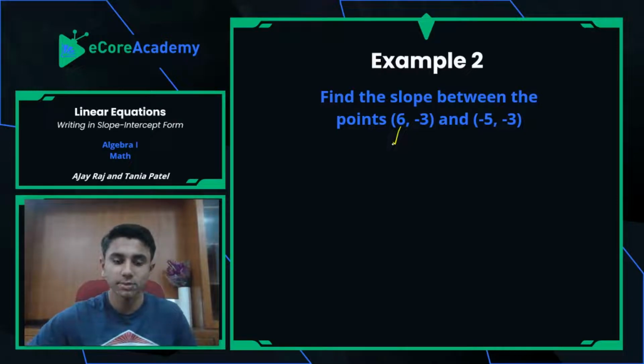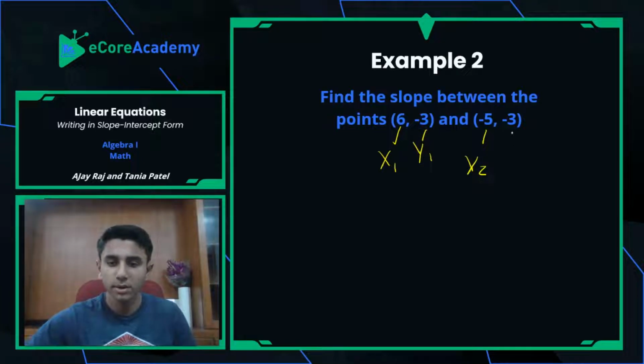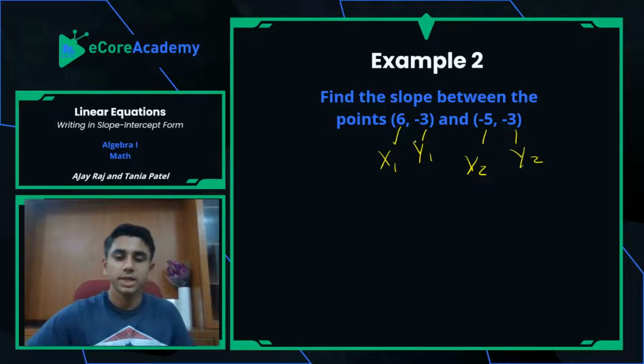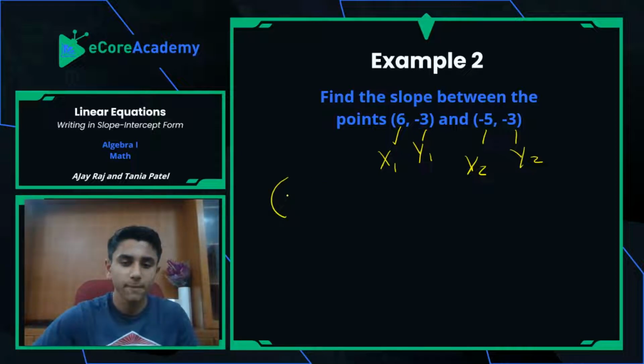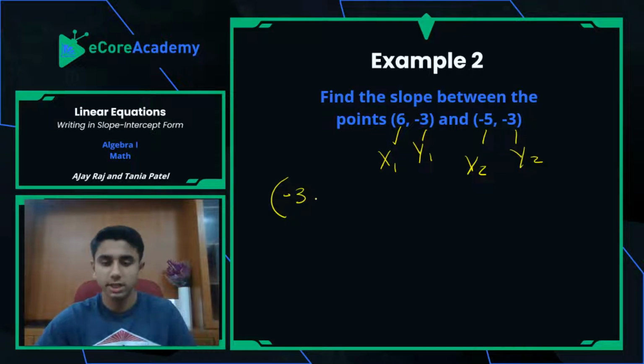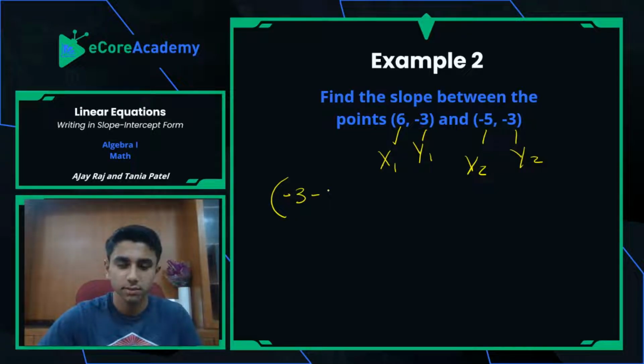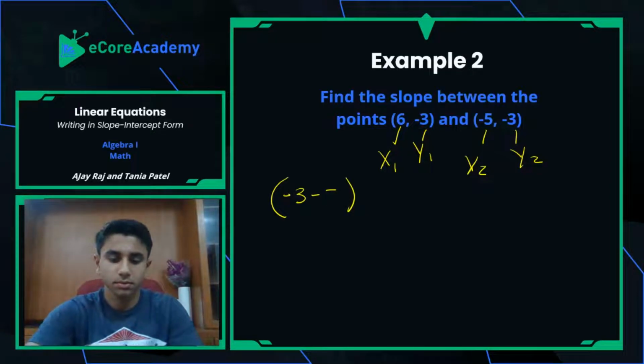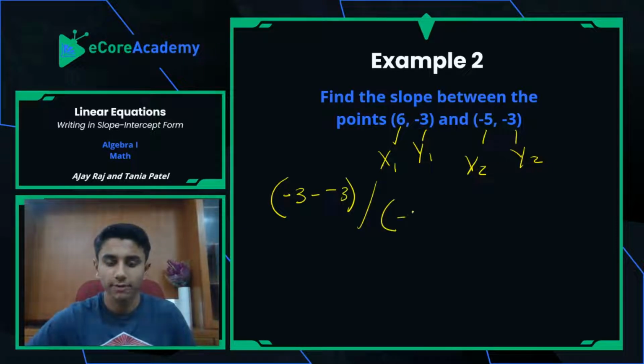So we know that 6 right here is going to be your x1. Negative 5 here is going to be x2. Negative 3 is going to be y1. And of course, negative 3 here is also going to be y2. So now let's calculate this. Let's plug this into our equation. Difference of y's. We're going to put negative 3 in front. Always y2 minus y1, and then x2 minus x1. So negative 3 minus your negative 3 here. That's going to be all over your negative 5 minus your 6.